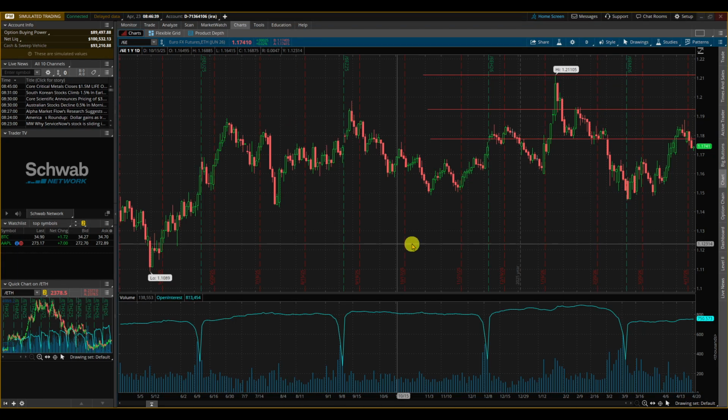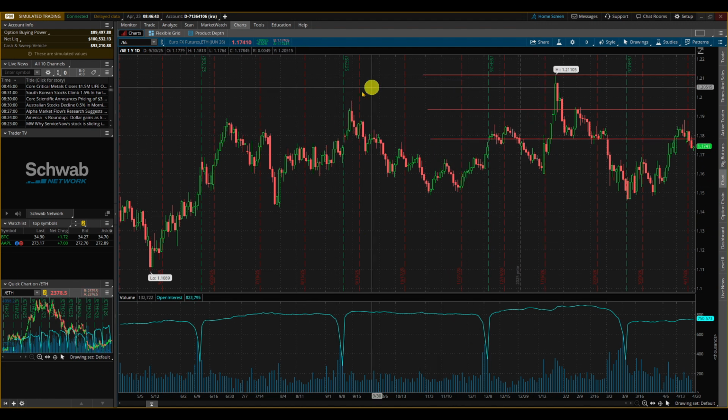Hello, today we will guide you through how to set up an iron condor on Thinkorswim. An iron condor is a neutral range-bound option strategy that combines a short call spread and a short put spread, creating defined risk and defined potential profit. It's often used when you expect the underlying price to stay within a range through expiration.